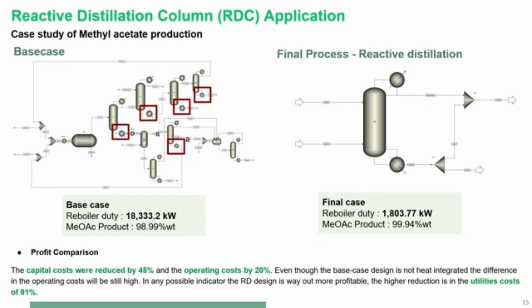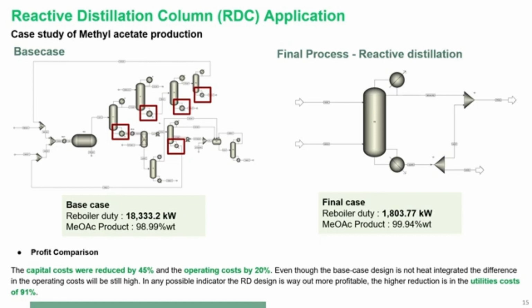After applying the RDC, the reactor and several distillation columns can be converted to a single reactive distillation column, as shown on the right-hand side, which can perform both the reaction task and separation task in the same column. Thus, many of the reboiler units in the base case can be converted into one single reboiler for the RDC, and the reboiler duty can be reduced from 18,333 kilowatts in the base case to 1,803 kilowatts, which is approximately a 90% reduction.